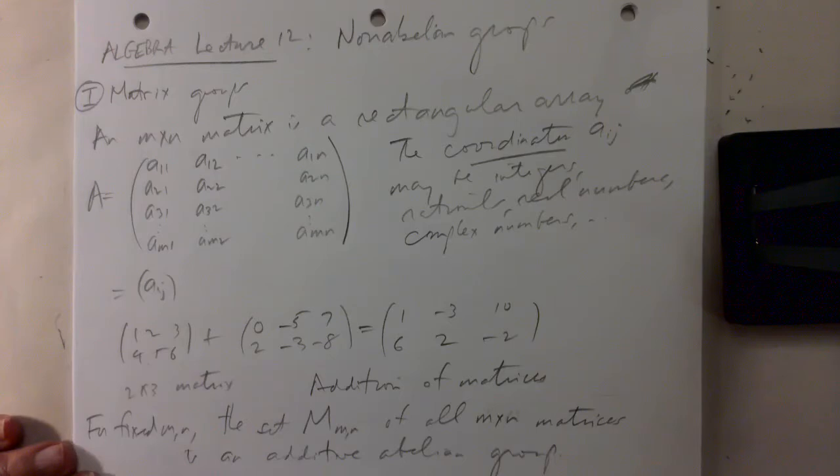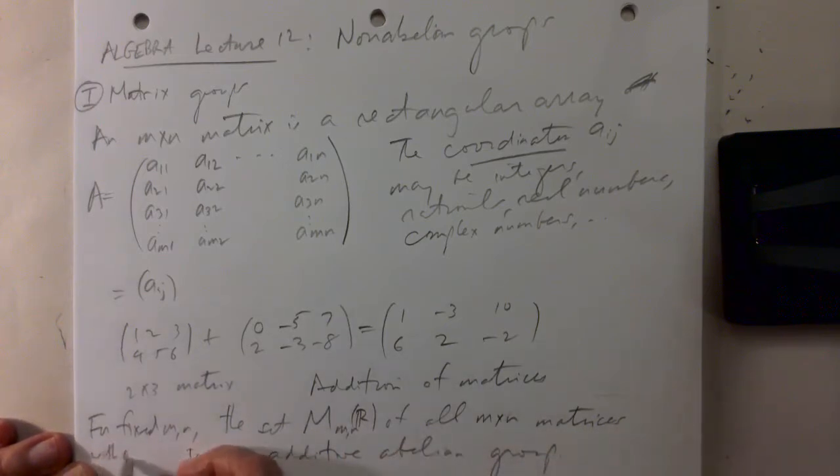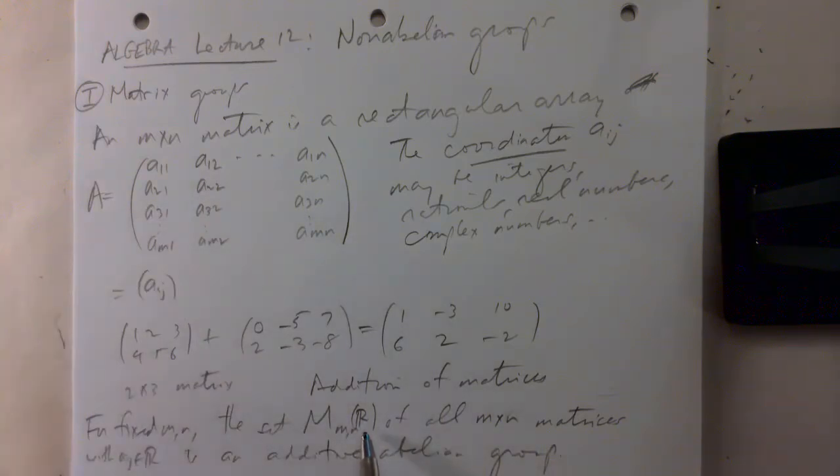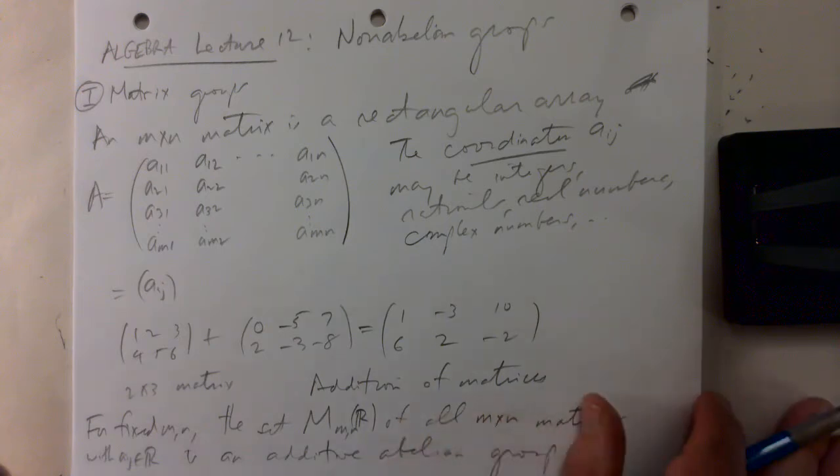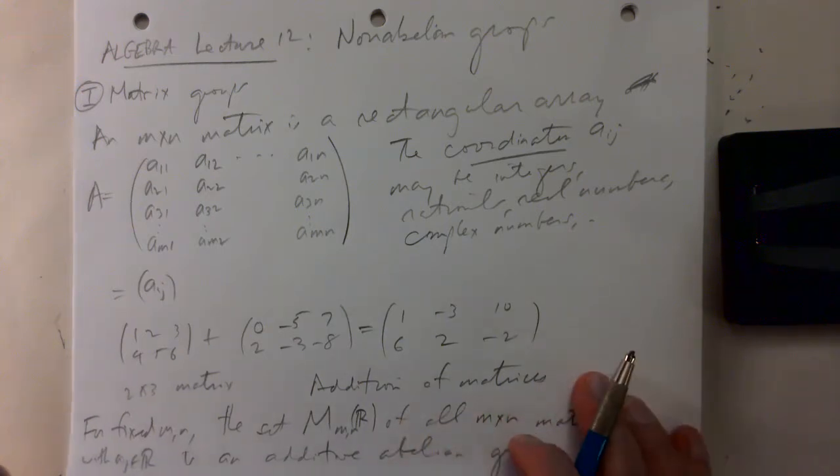Now, we also often specify what the coordinates can be. So for example, M sub Mn, if I wrote R, this would be all M by N matrices with all the coordinates Aij in the set of real numbers. Or you could look at matrices with rational coordinates or integer coordinates or complex coordinates. But this is a nice example of an additive abelian group.